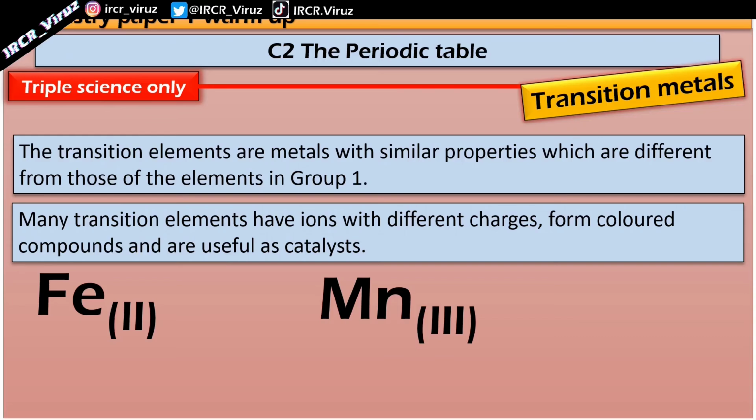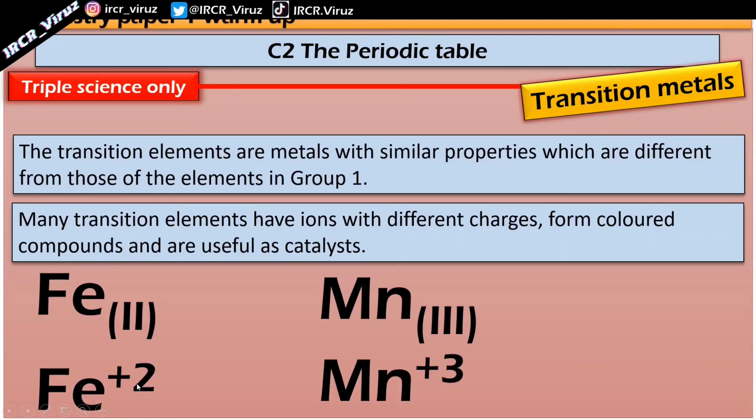Okay, now if you're doing triple science, you need to be looking at the periodic table in terms of transition metals as well. The transition metals are elements with similar properties which differ from those elements in group 1. Many transition elements have ions with different charges and form colored compounds and they can be useful as catalysts. So for instance, if you have iron, which is symbol Fe, you can have it with a Roman numeral 2, that means it's got charge +2. Same with manganese, if you have it with a Roman numeral 3, that means it has a charge of +3. Okay, you can have iron 1, I believe, and 3. You can also have manganese 2.